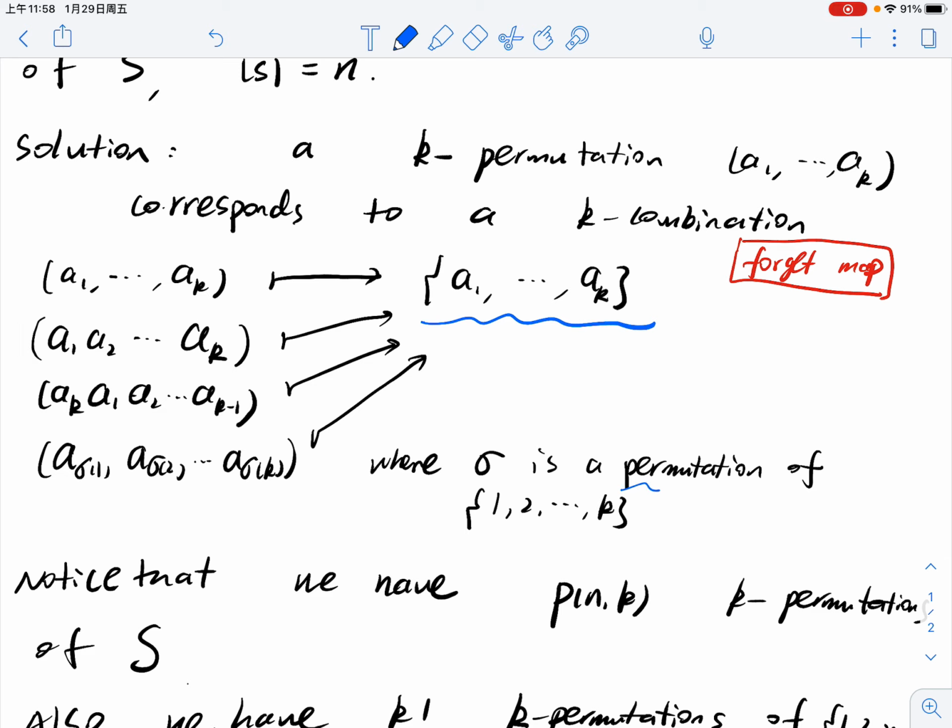And we introduce another notation. We call this C(n,k), meaning the number of k combinations of n elements. And it's n factorial divided by k factorial times (n minus k) factorial.